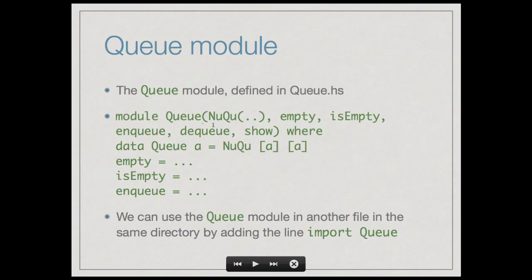Module Q, within parentheses, I have given the name of the constructor new Q. Notice the special syntax. You have to say new Q followed by parentheses, and within the parentheses you put 2 dots. And then these are some other functions that I want to be visible outside this file: empty, isEmpty, enqueue, dequeue, show, etc. The definitions of empty, isEmpty, enqueue, etc. have already been presented in the last lecture. We can use the Q module in another file in the same directory by adding the line import Q.